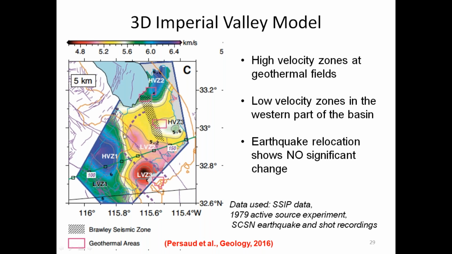At 5 km depth, you can see 2 high-velocity zones at the Salton Sea geothermal field, and also in the Brawley geothermal field. And there are 2 low-velocity zones on the west side of the basin, which is consistent with the results I showed along line 2 and line 3. Earthquake relocation using this new velocity model shows no significant change for both earthquake depths and locations.